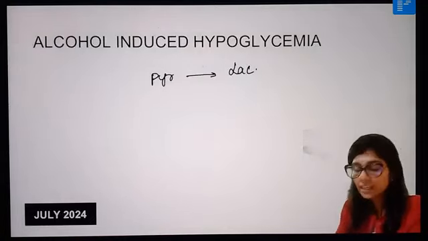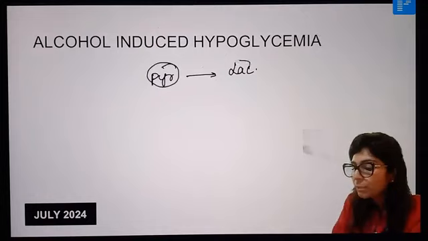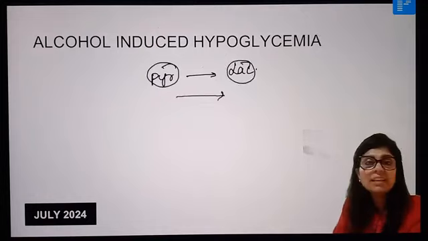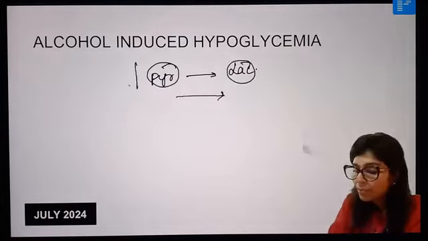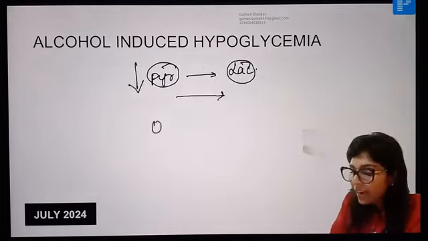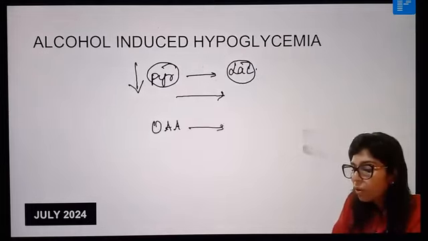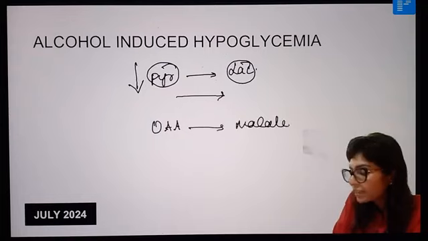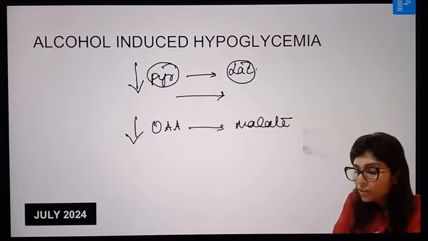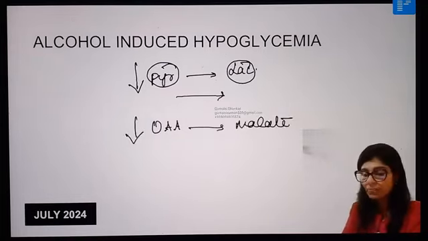High NADH will drive the equilibrium between pyruvate and lactate to lactate formation. So there will be low pyruvate. And high NADH will allow all oxaloacetate to become malate. So oxaloacetate level will also be low.